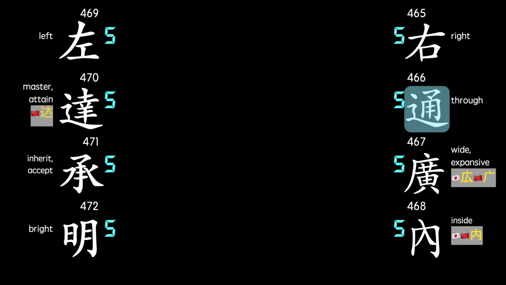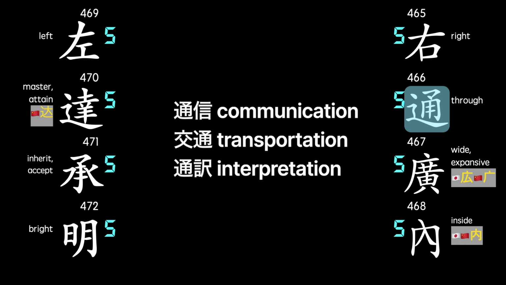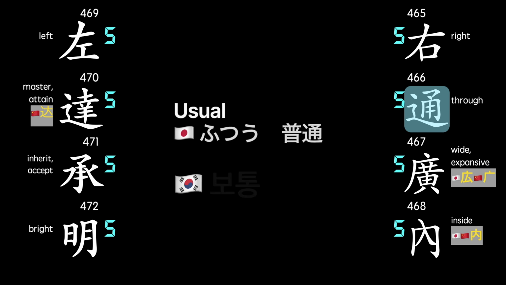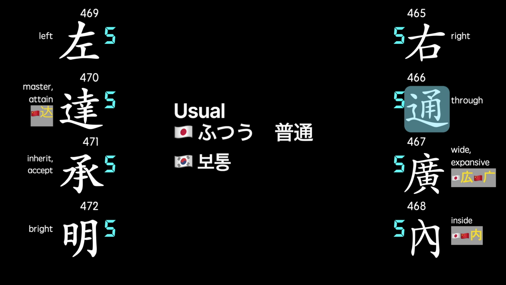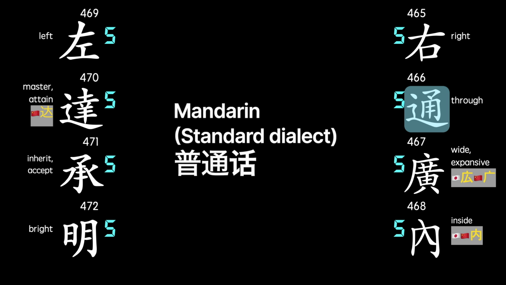It's fascinating how this character gets used, as it appears in words related to communication, transportation, and translation or language. Indeed, all of these concepts relate to something passing through a medium. There's a basic word, very common in Japanese and Korean, that means usual or regular, that contains this character. And that same word is part of the actual Chinese word for Mandarin, which means something like standard dialect.